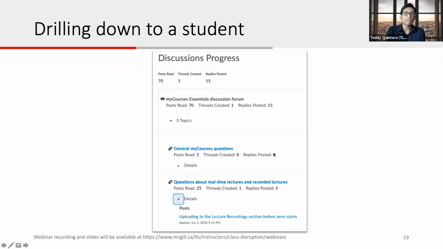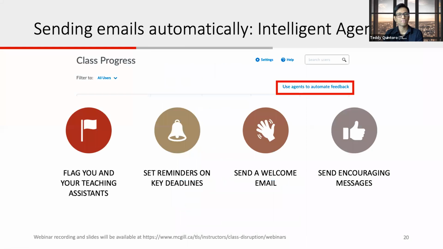And finally, you can take a look at the overall discussion activity, the number of posts read, threads created, and replies posted. You can open each thread and click and read each post made by the student to view the quality of each post. So this might be a great place to come back also if you're assessing discussions.